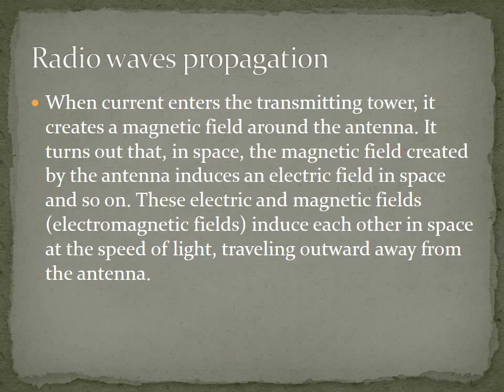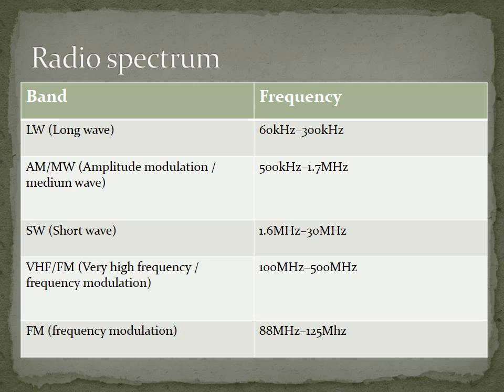So let us talk about radio wave propagation. When current enters the transmitting tower, this creates a magnetic field around the antenna. By electromagnetic induction, this magnetic field produces an electric field in space, and this electric field again produces a magnetic field around it, and this process goes on. So these electric and magnetic fields induce each other in space to travel the signal outward away from the antenna. Based on the radio frequencies, different radio waves have different uses as shown.